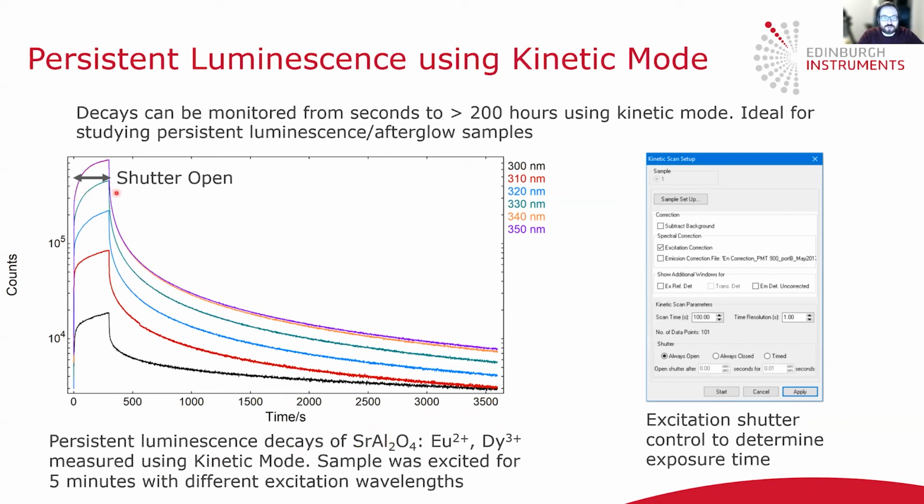The sample was exposed to the excitation light for 5 minutes, which was set up using the Fluorescence software control of the shutter. You can set the shutter to always open, closed, or timed. So here it was set to 5 minutes. And then after 5 minutes, the shutter was closed and the persistent luminescence decays measured. And they were measured as a function of different excitation wavelengths to see what influence the excitation wavelength had on the decay profile.